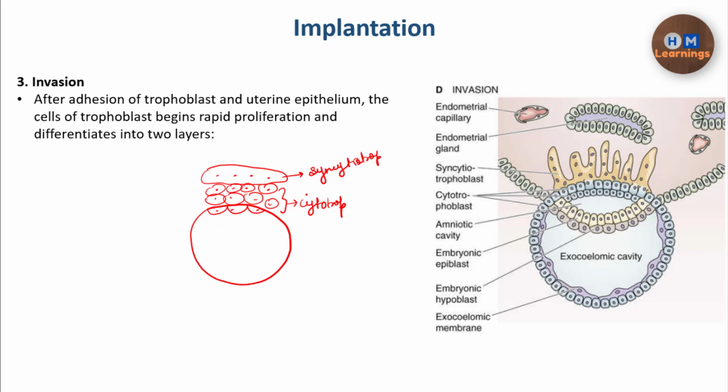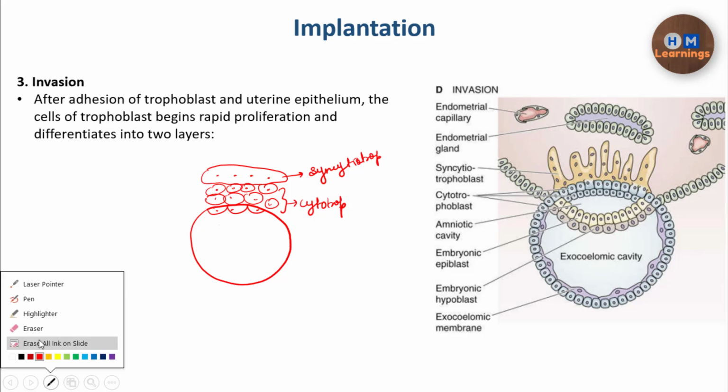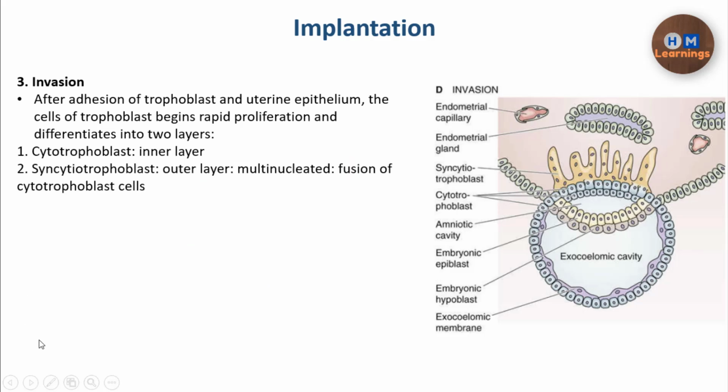So what does the trophoblast do? It secretes some factors which cause degradation of the stromal cells. It secretes proteases, which degrade the extracellular matrix of the stromal cells, so that it can make space for the blastocyst to enter inside the endometrium. So here let's see what is being written. Now it is differentiating into two layers, the inner layer and the outer layer.